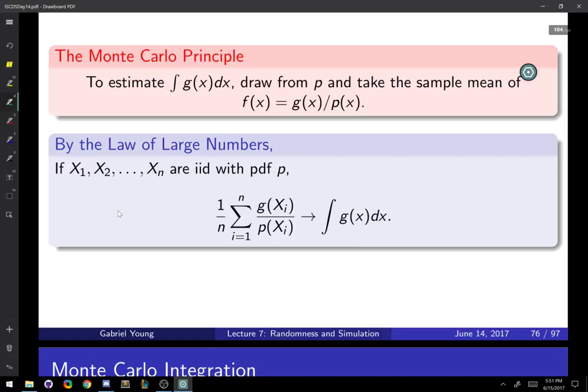So now we want to simulate by taking g of xi over p of xi. This converges to the expected value of g of capital X over p of capital X. But by definition of expectation, this is the integral of g of x divided by p of x, times p of x. These cancel, and that is the integral of g of x. That's what we want. Does that make sense?